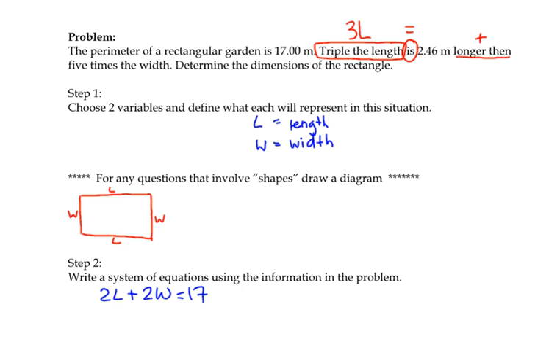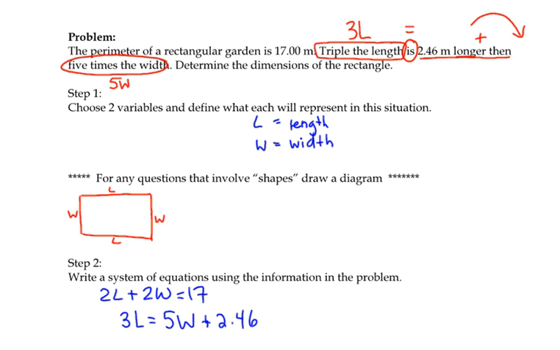5 times the width is 5W. Now, whenever you have longer than or less than or more than, whatever is longer than is going to go after whatever comes next. So we should write this as 3L equals 5W plus 2.46. The reason why it matters that it comes after is if it was subtraction, if it was less than, 2.46 minus 5W would be different than 5W minus 2.46.